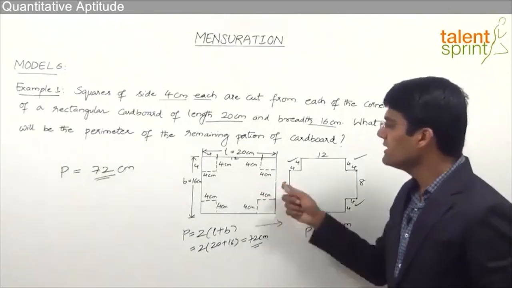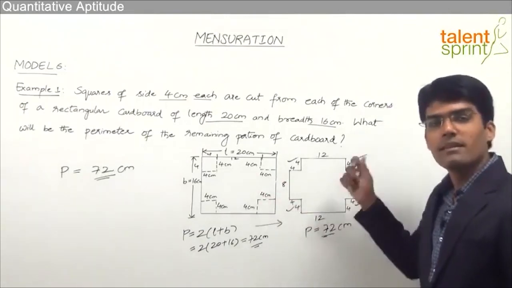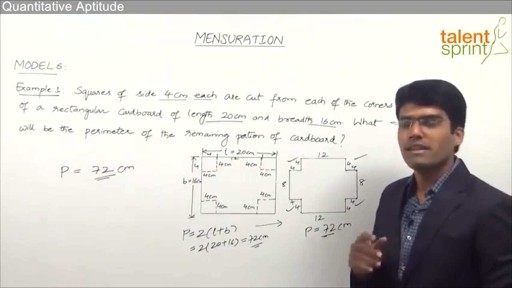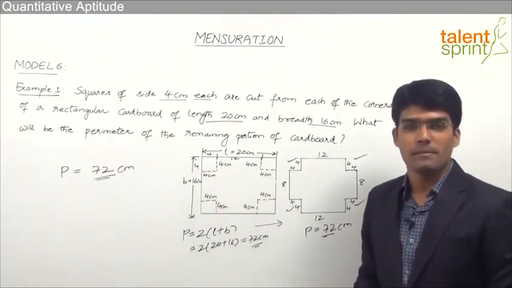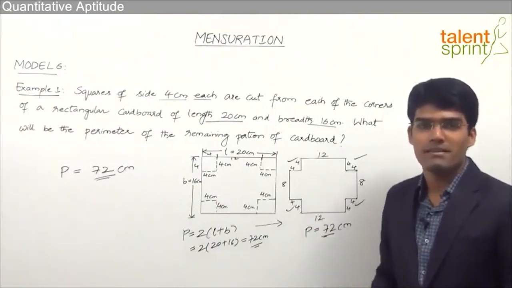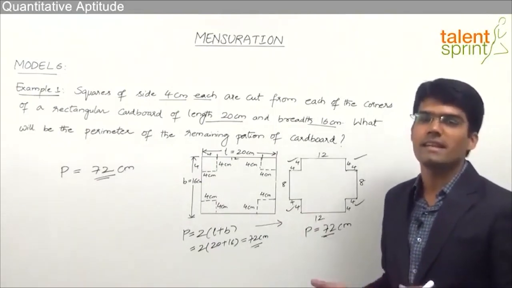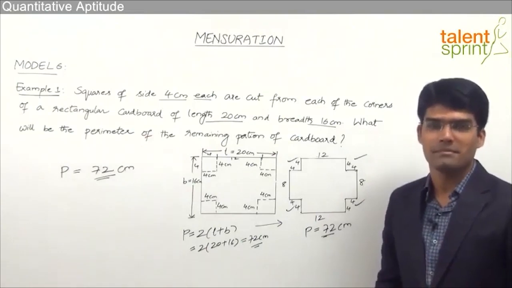Why? Because drawing these figures and then finding out the perimeter really takes a lot of time. So simply understand, when we cut 4 squares from the corners of a rectangular cardboard, the perimeter remains the same. Area would be changing but perimeter remains the same. Why? Because the net length and breadth of the rectangular cardboard remains the same.